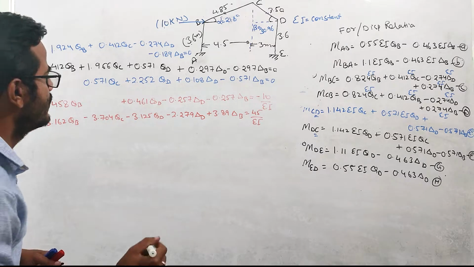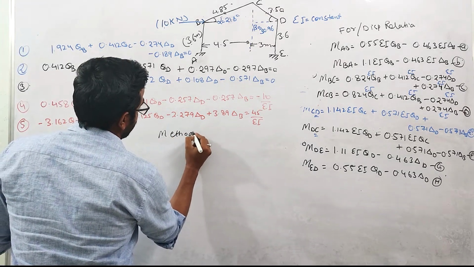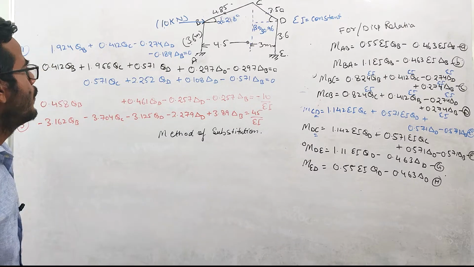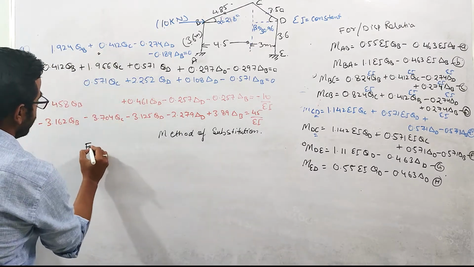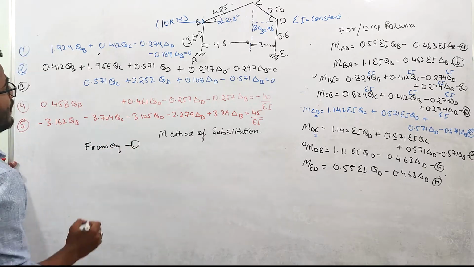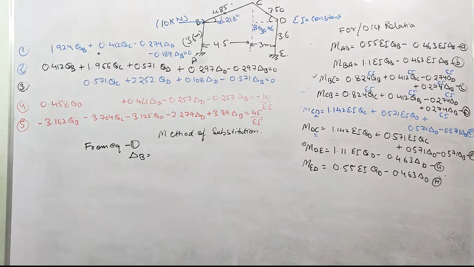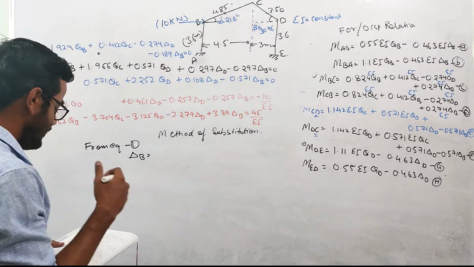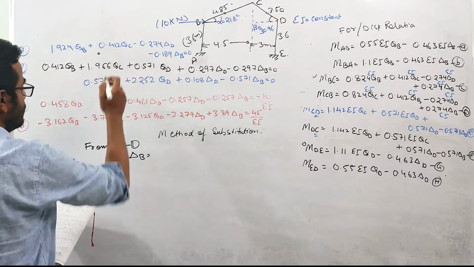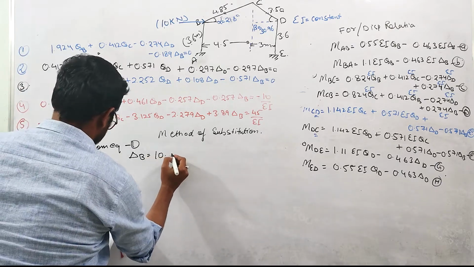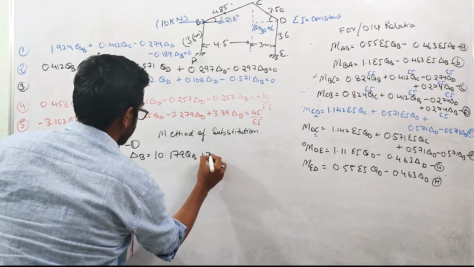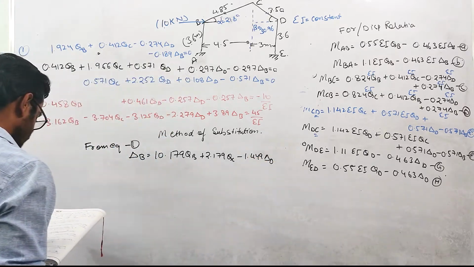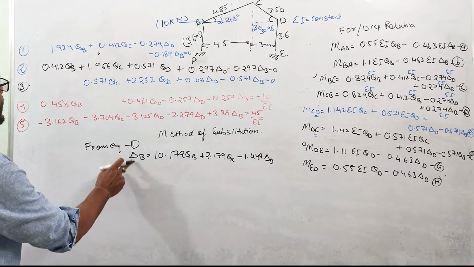We will be using the concept of the method of substitution. From the first equation, I'll find the value of delta B. I have solved this problem in my notebook, so I am writing the direct value. Delta B comes out from this equation as 10.179 theta B plus 2.179 theta C minus 1.449 delta D.